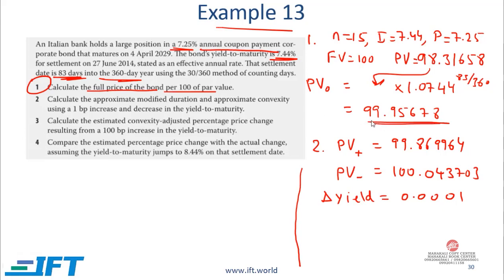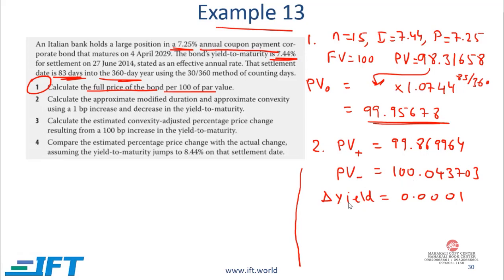This is also PV naught in our formulas. Then we compute PV plus using the same procedure, but PV plus assumes a 1 basis point increase in interest rates. We will use then an interest rate of 7.45, and using the same procedure we will get PV plus equals 99.869964. PV minus would require using an interest rate of 7.43, and here is the full price.